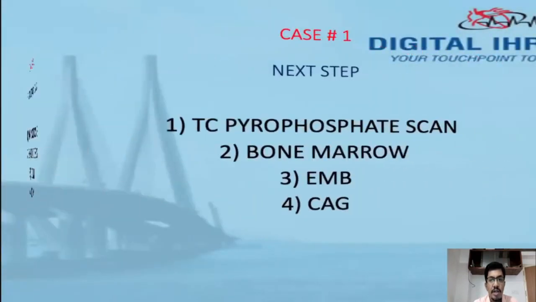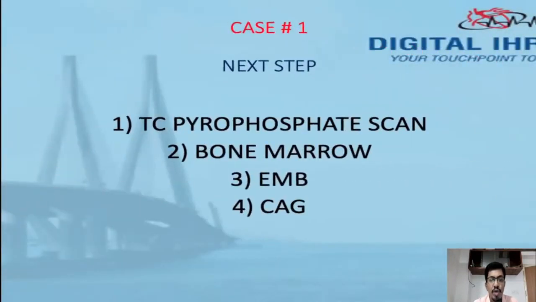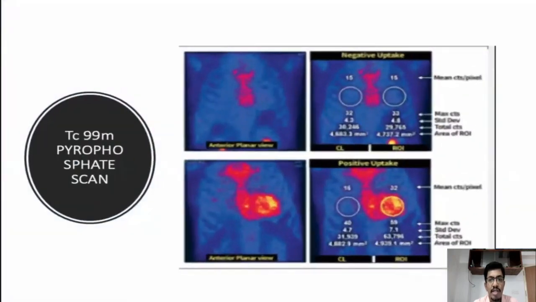And the next step for me would be to do a TC pyrophosphate scan because of the age. Had this patient been younger, I would have thought of an AL amyloid and I would have proceeded with a bone marrow and an immunofixation study. But because of his age, I will change track and go with a nuclear scan. And this is what I will see.